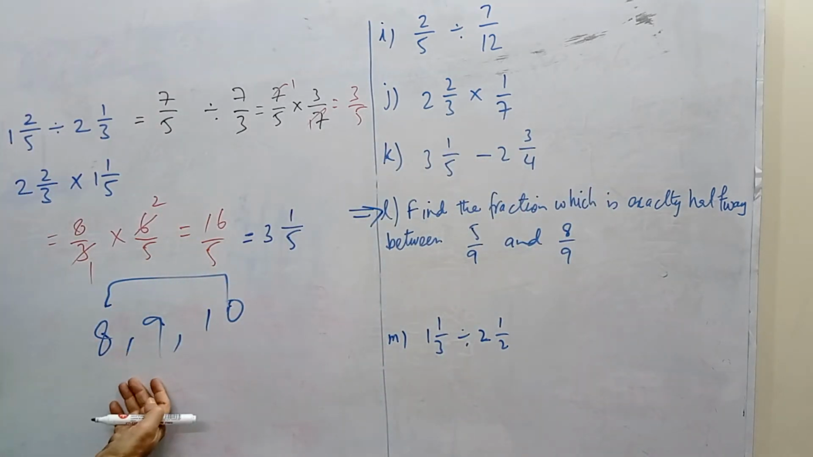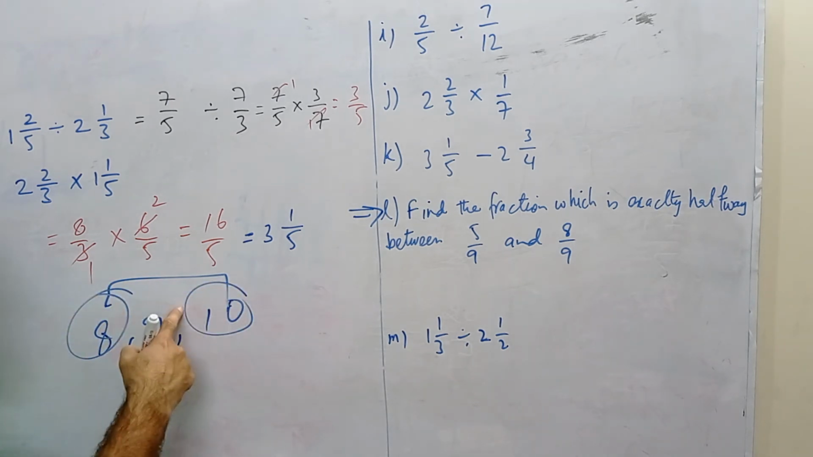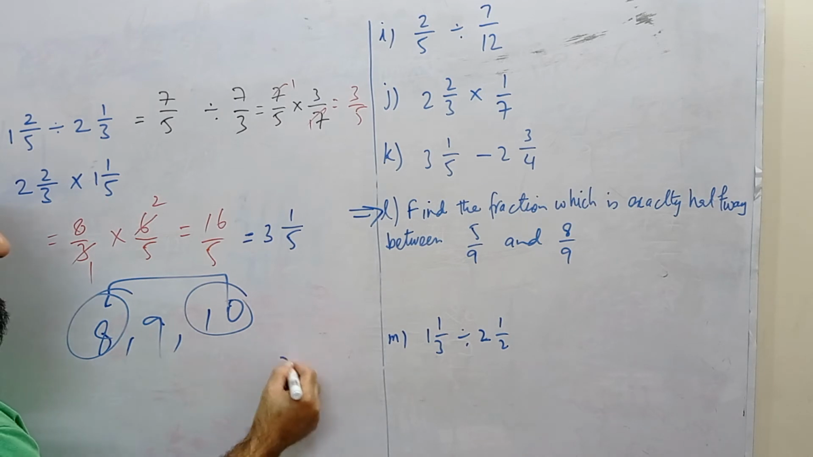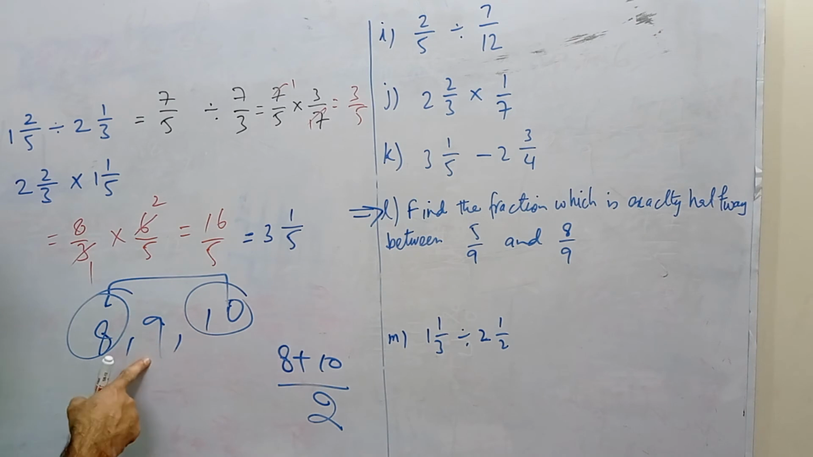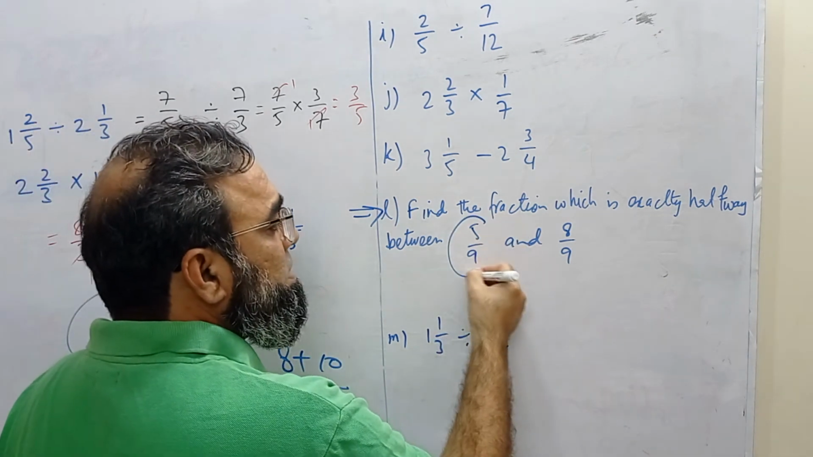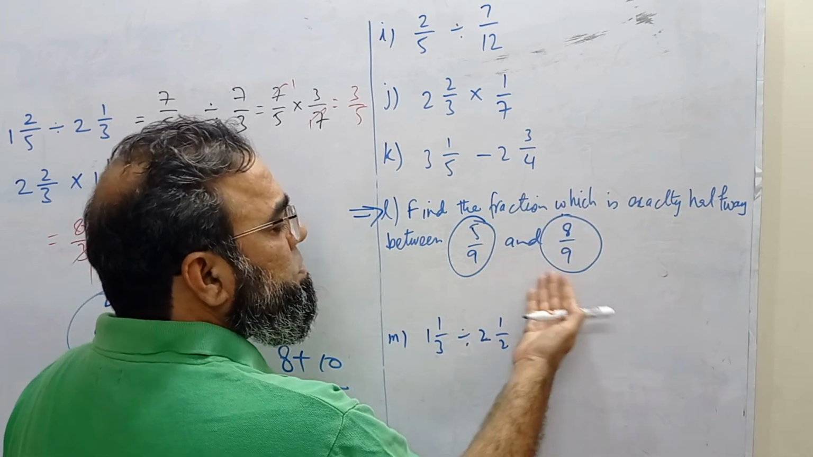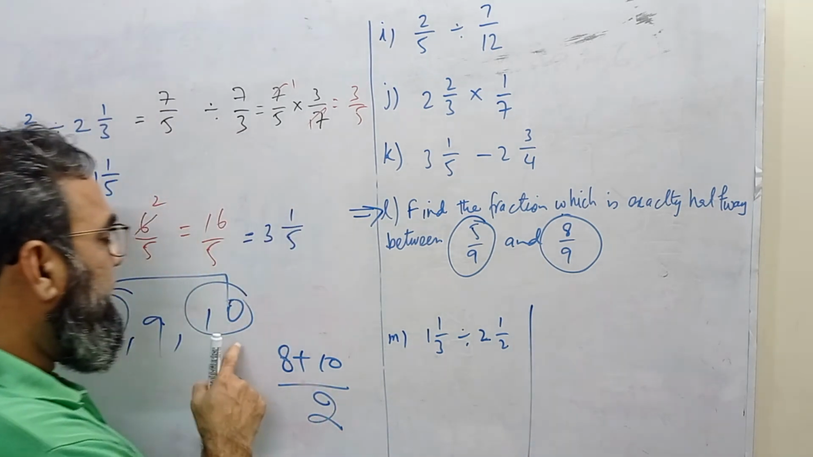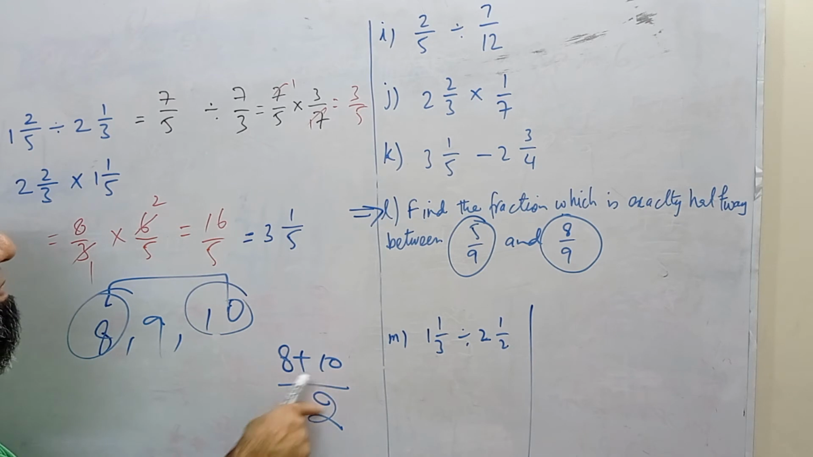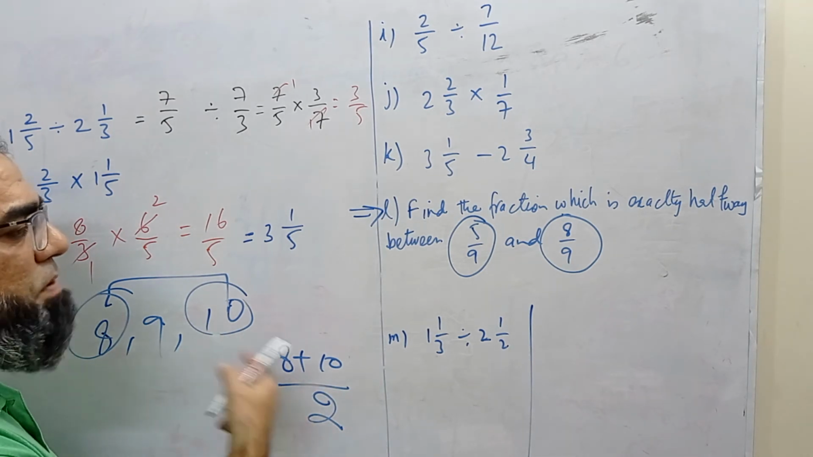If you want to find the number exactly between these two, you have to add these two numbers first. Okay, 8 plus 10, and then you divide it by 2. So 18 over 2, that is going to be 9. Now the same thing is going to be done over here for these two fractions. It says we want to find a fraction which is exactly halfway between these two fractions. Okay, so that means, like we did here, we added these two numbers and we divided it by 2 because we want to find, this is a sort of finding the mean.